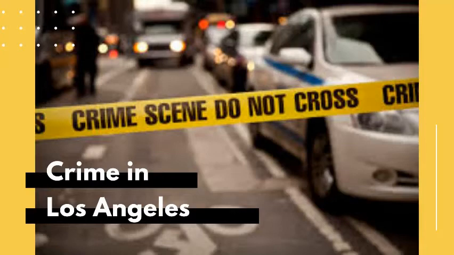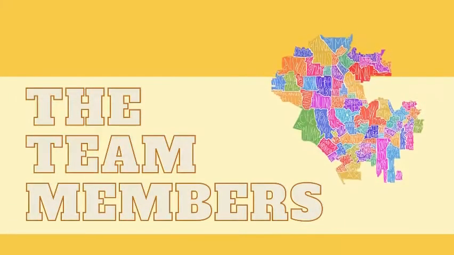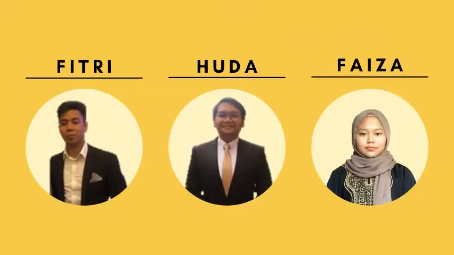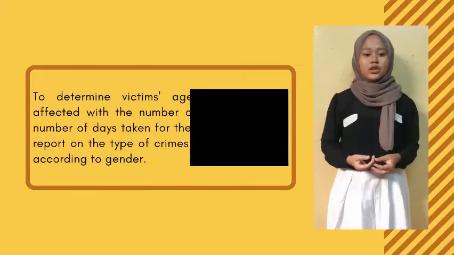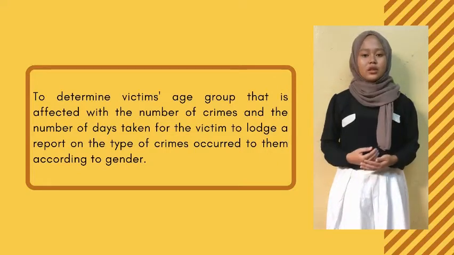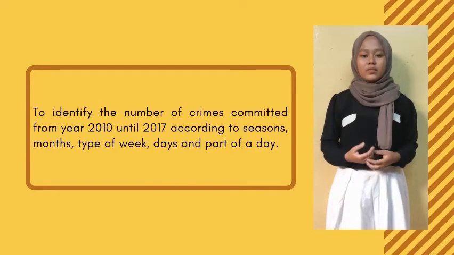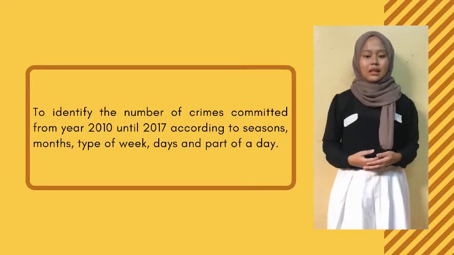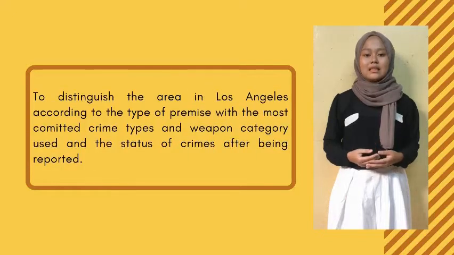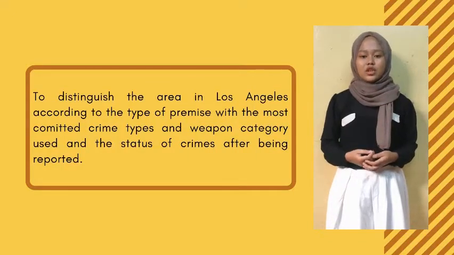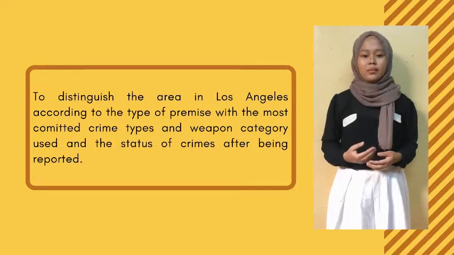Our mini project is entitled Crime in Los Angeles. We are discussing three objectives. First, to determine the victim's age group that is affected with the number of crimes and the number of days taken for the victim to lodge a report on the type of crimes occurred to them according to gender. Next, to identify the number of crimes committed from 2010 until 2017 according to seasons, month, type of week, days, and part of a day. And lastly, to distinguish the area in Los Angeles according to the type of premise with the most committed crime types and weapon category used and the status of crime after being reported.